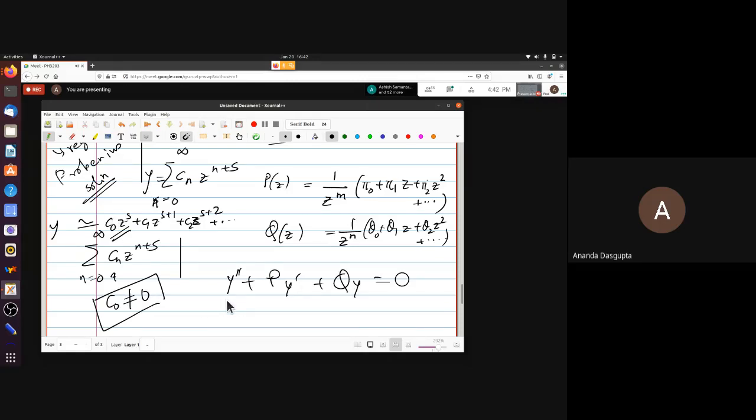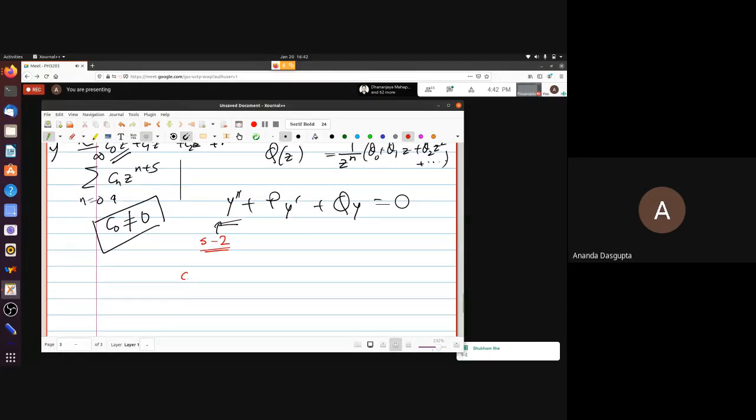So can anybody tell me what will be the lowest power of z from here? That's simple, right? You just take this and differentiate it twice. What's the lowest power that you're going to get? s minus 2, obviously. And what will that term be? Let me write down the term. The term will be c0 s into s minus 1 into z to the s minus 2. I'm just not writing the z to the s minus 2 here.